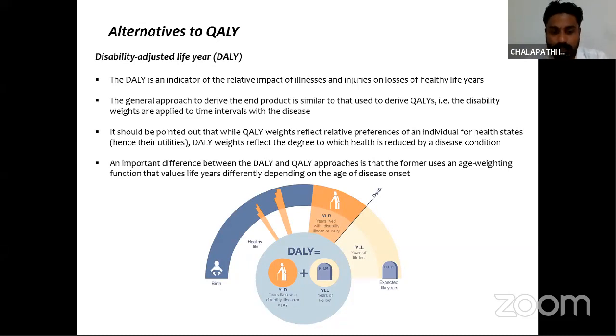A guy is born. His life is expected to be 70 years. See the expected life years, it is 70 years. That is his expected life. The guy was living, and at the age of 30, he met with an accident. Can you see that orange shade starting? At around 30, he met with an accident. Another 20 years, he lived with a disability, and he died at the age of 50.